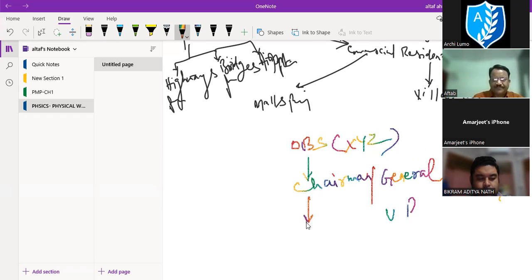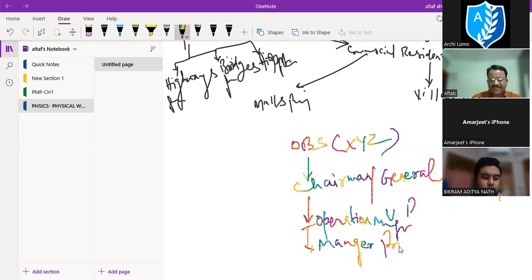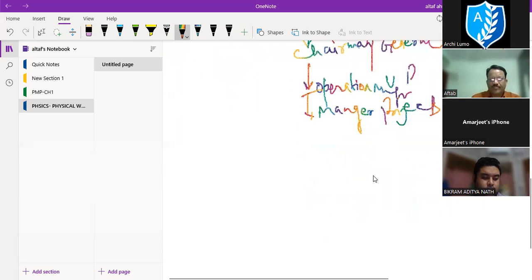After that, maybe under the general manager, the operation manager. Under the operation manager, maybe the manager of projects. Under the manager of projects, there may be lots of project managers.